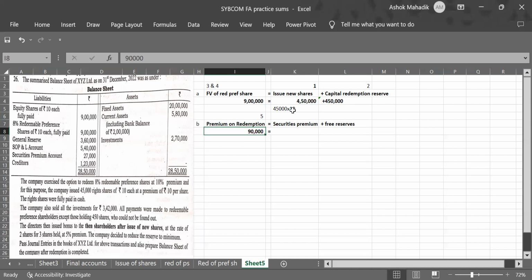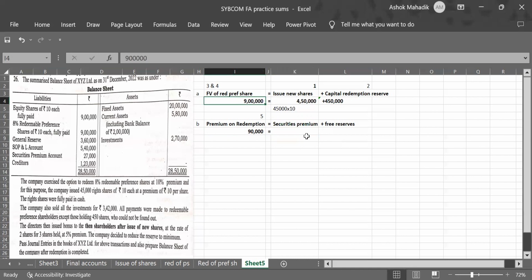The directors then issued bonus to the shareholders after issue of new shares at the rate of 2 shares for 3 shares held at 5% premium. Okay. So when we are going to give bonus shares, even that is issued at a premium. Okay. First, we'll complete these two equations. We have almost completed the first equation. I'll repeat that one. We are going to redeem preference shares worth rupees 9 lakhs.